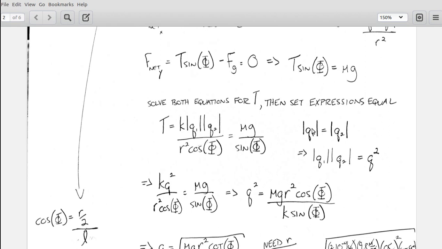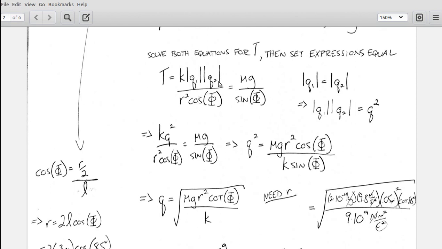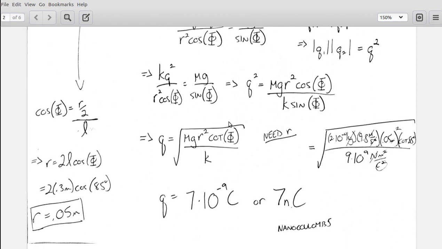That's good. So Q1 times Q2 is just going to be Q squared. So I can substitute Q squared in for this, right? And then we can solve for Q, right? Divide both sides by K, multiply both sides by this denominator, R squared cosine phi, and I've got this expression for Q squared. Take the square root of both sides. Cosine phi over sine phi is cotangent phi.